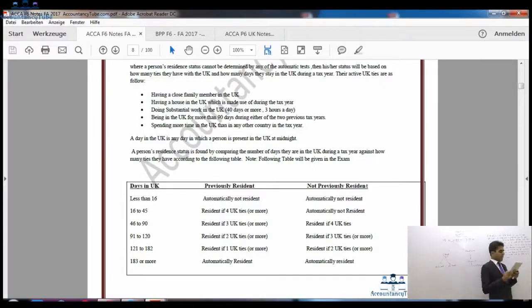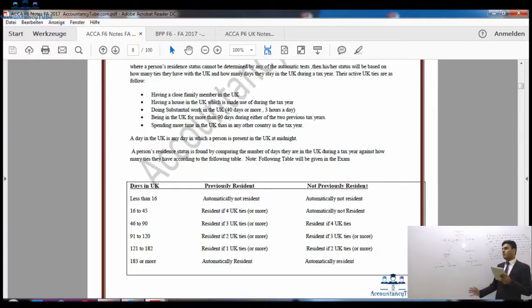Their active UK ties are as follows. So there are different ties which are considered UK ties. But now what are ties? There are certain UK connections which HMRC says if you have that connection, you will be considered to have one tie. If you have another connection, that is the second tie. Likewise, there are 5 ties.